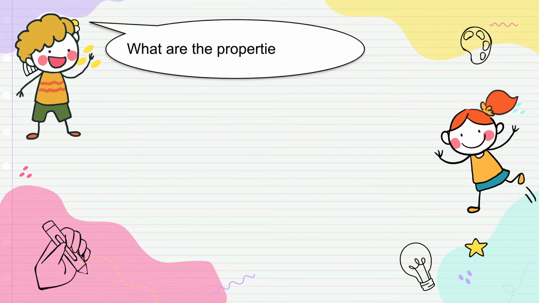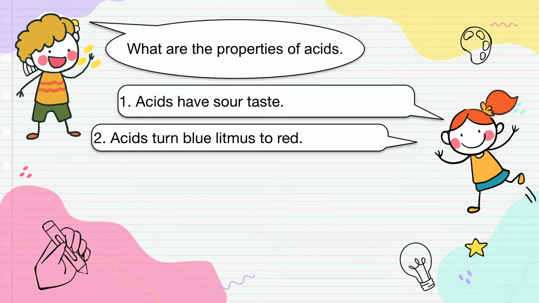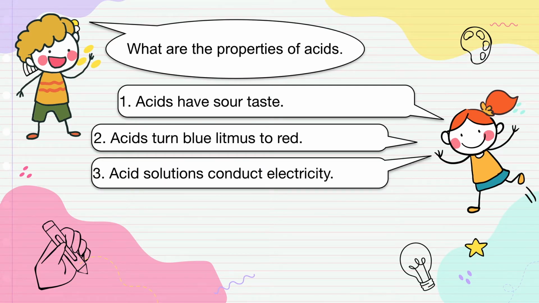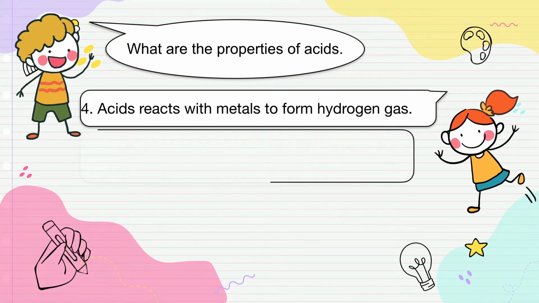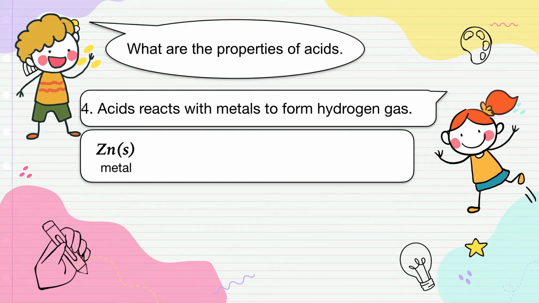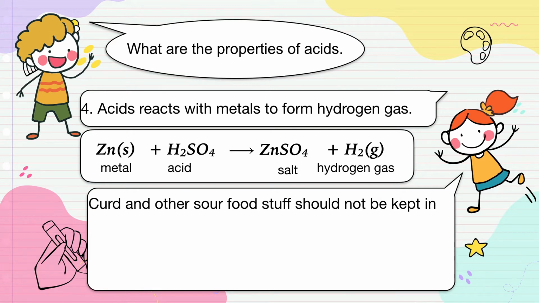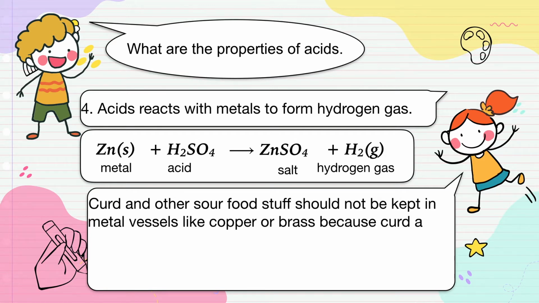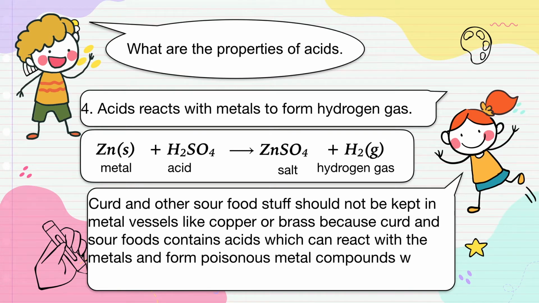What are the properties of acids? Acids have a sour taste. Acids turn blue litmus to red. Acid solutions conduct electricity. Acids react with metals to form hydrogen gas. Curd and other sour foodstuff should not be kept in metal vessels like copper or brass, because curd and sour foods contain acids which can react with the metals and form poisonous metal compounds which can cause food poisoning.